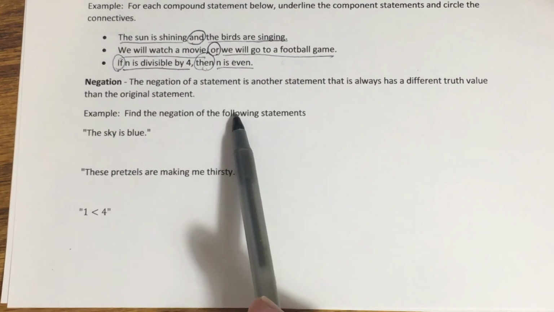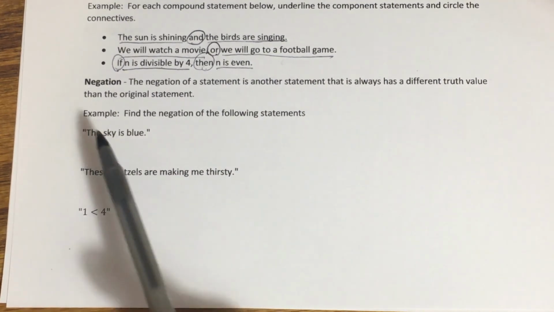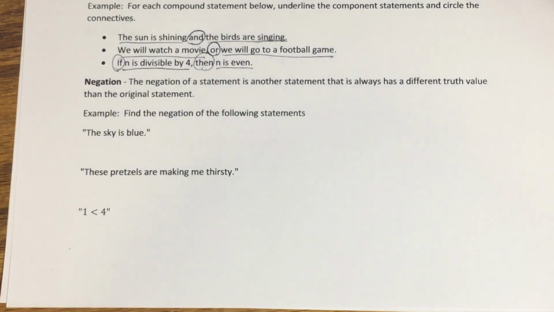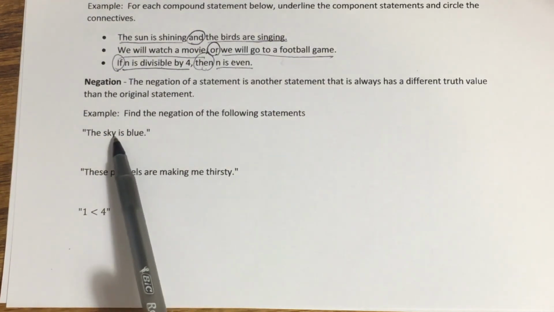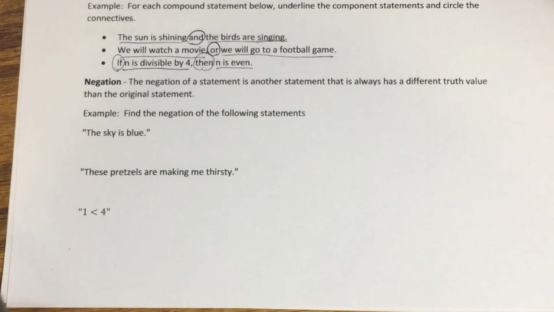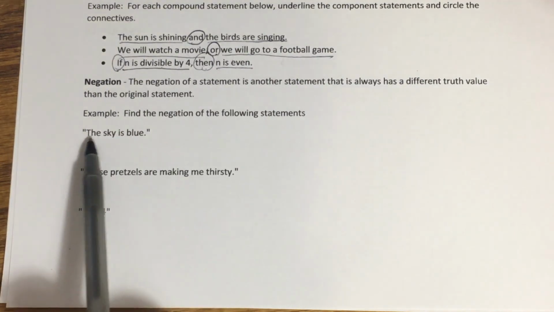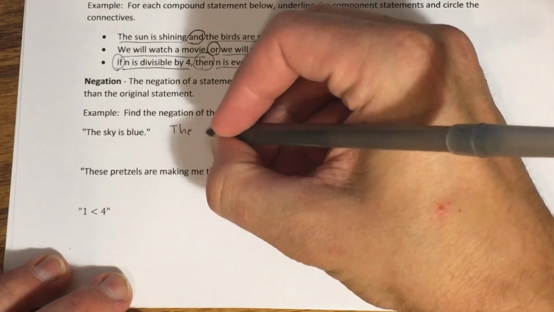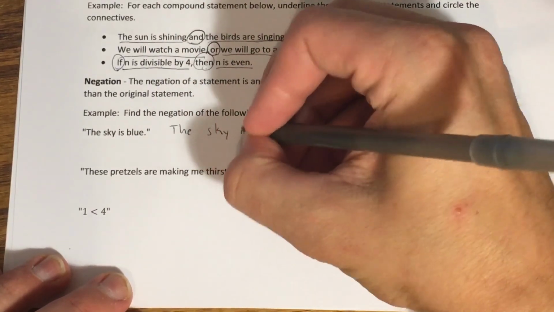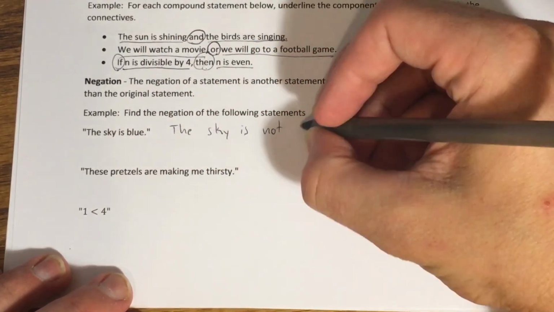We want to find the negation of these statements down here. The sky is blue. What would the negation of that be? The sky is green? Well, no, because even though that is different from this statement, it's not a complete negation. We want to say something like this: the sky is not blue.